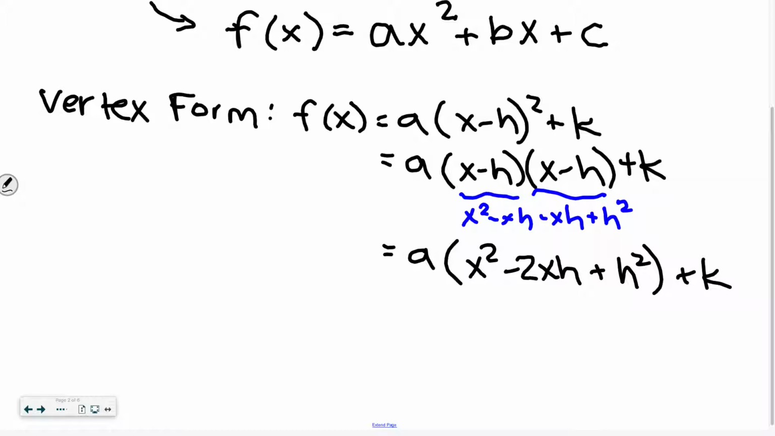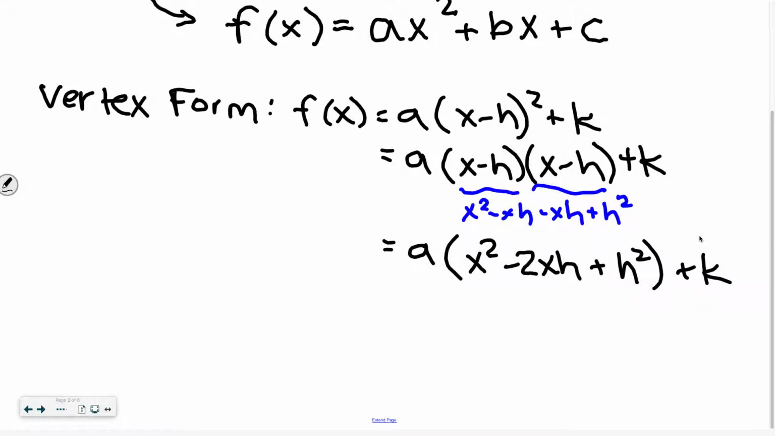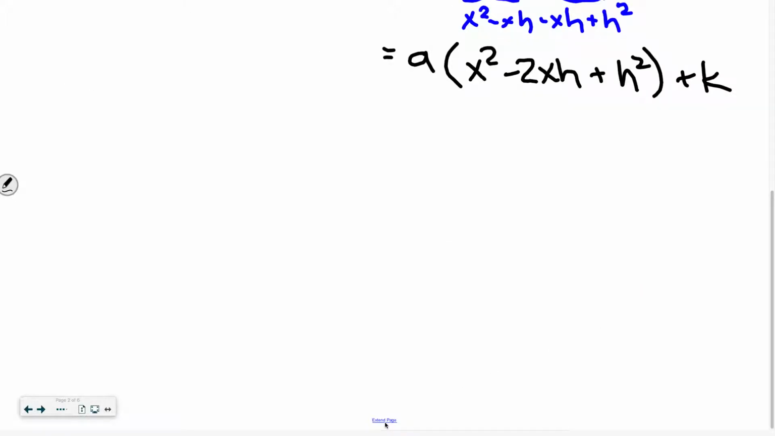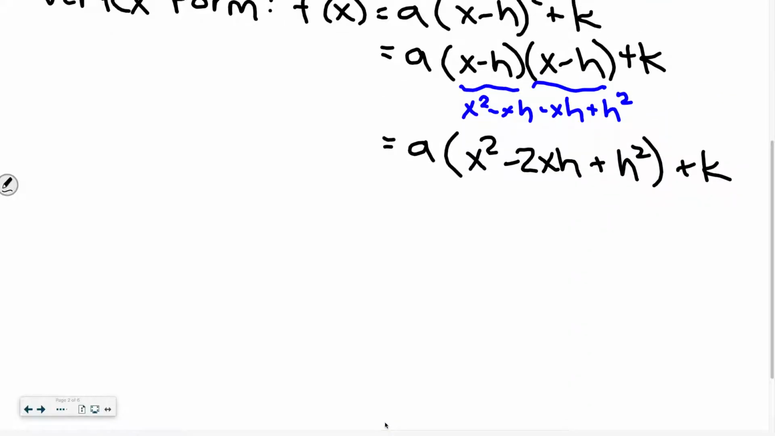Okay, so what would you do next? What's left to work out? Distribute the a. I heard someone say very softly under their breath. We'll distribute the a to all 3 terms right there, right? So this is ax squared minus 2xha, however you want to do it, plus ah squared plus k. I don't distribute the a to the k because it's outside the parentheses.